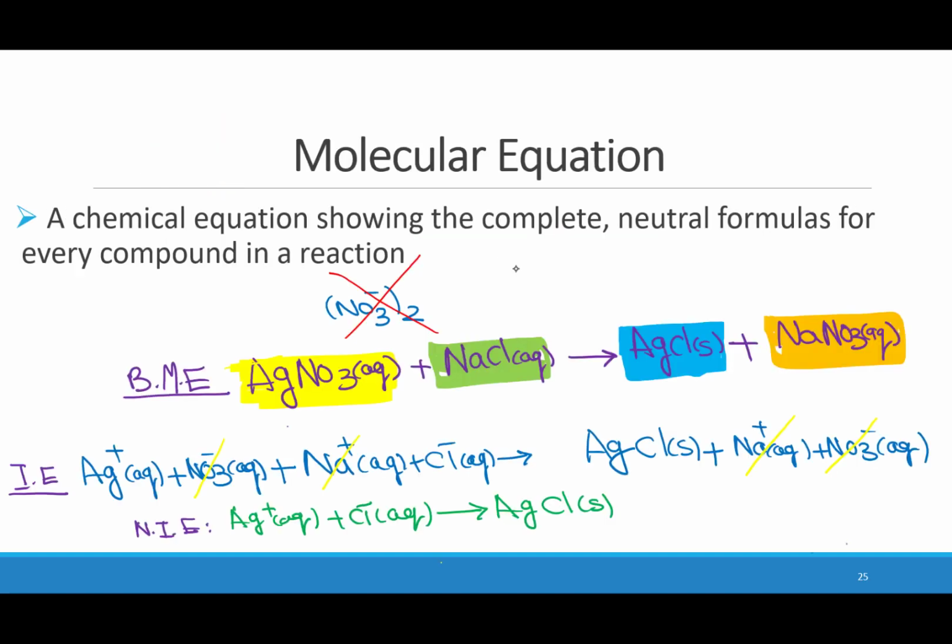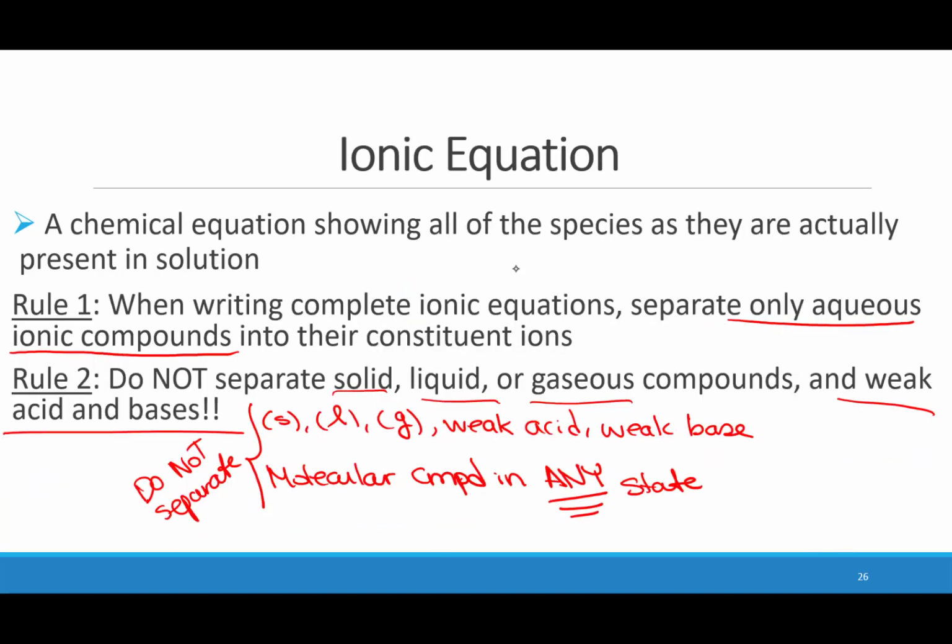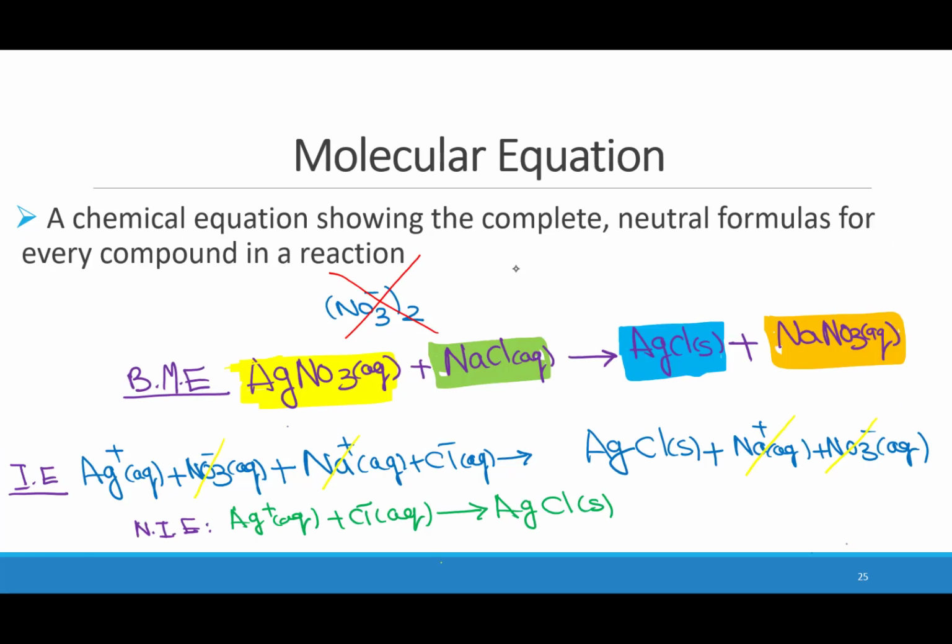Now let's write a complete or balanced molecular equation for this reaction. The first thing is just writing your chemical equation and writing the state of each of your products. Then this will be your balanced molecular equation, and you have to make sure that it's balanced. The next step is to write ionic equations from the balanced molecular equation.